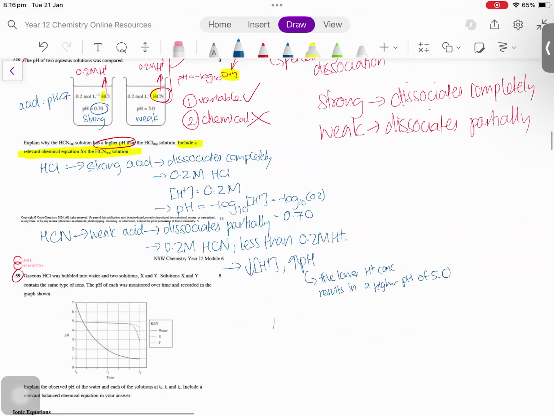It's going to be HCN. Roland, finish it off for me. HCN(aq). What's the rest of the equation? For a dissociation equation. It's always dissociation, yeah. Well, plus H2O(l). And then it's a weak acid, so it's a double arrow. Good. Then CN minus (aq) plus H3O plus (aq).